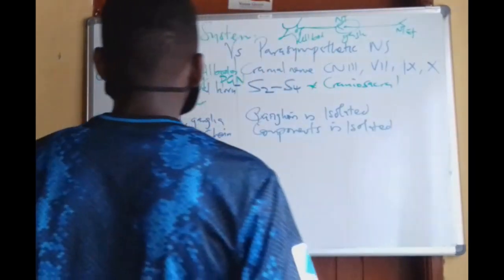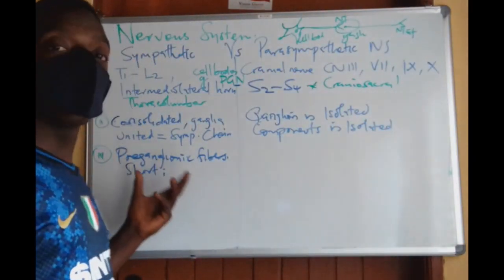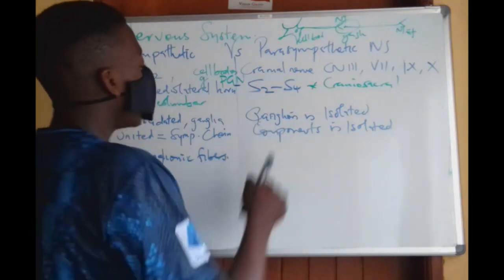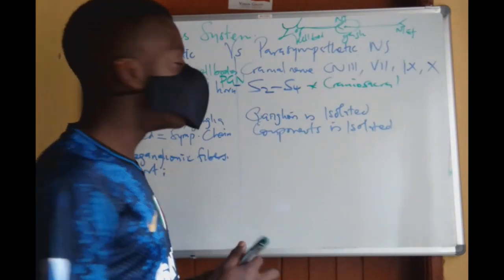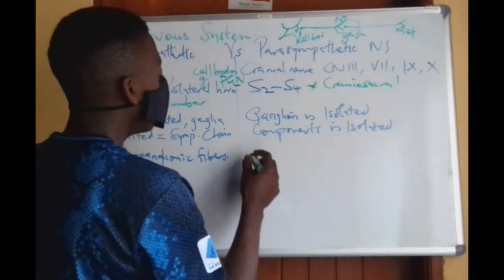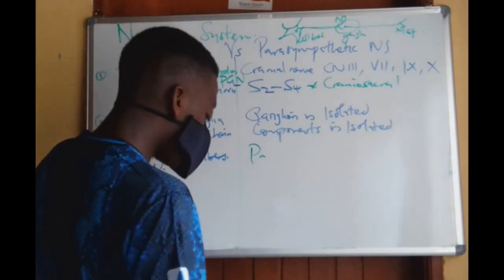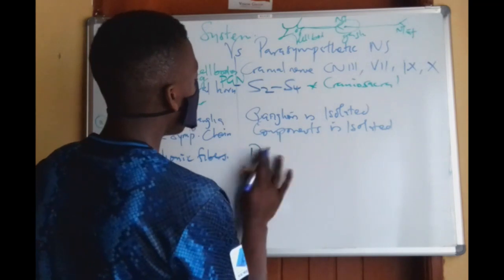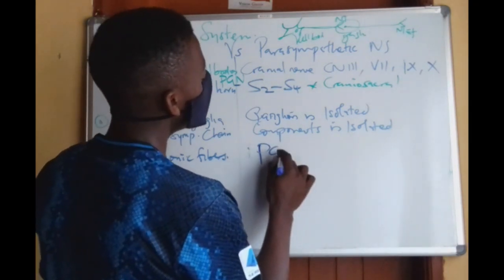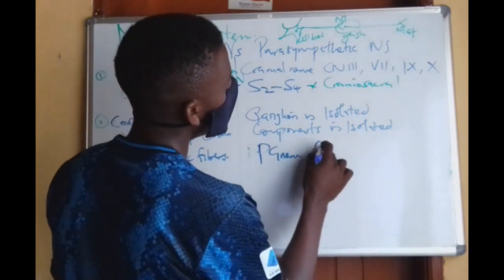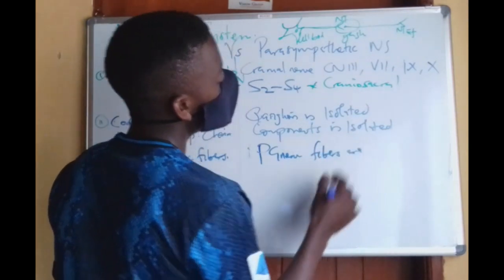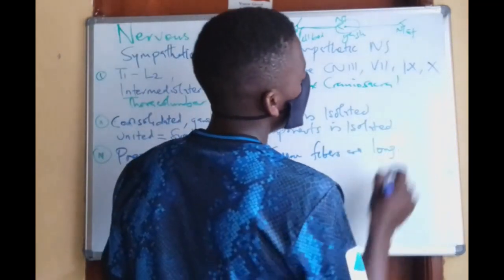We continue. So we say the preganglionic fibers are short and myelinated on this side. On the other side, the preganglionic nerve fibers are long. Yes, they are long.